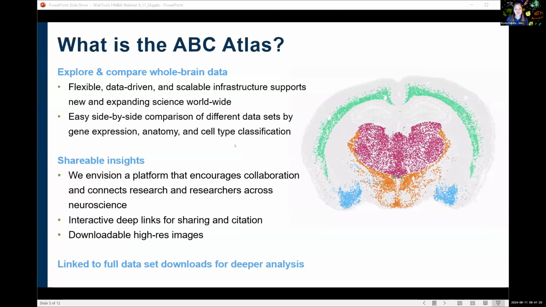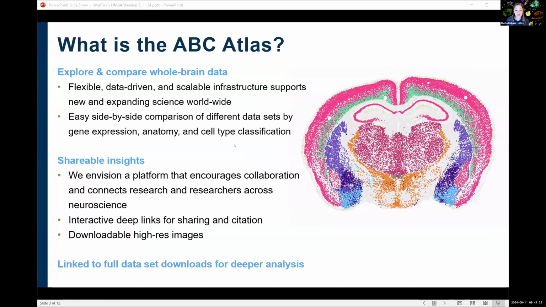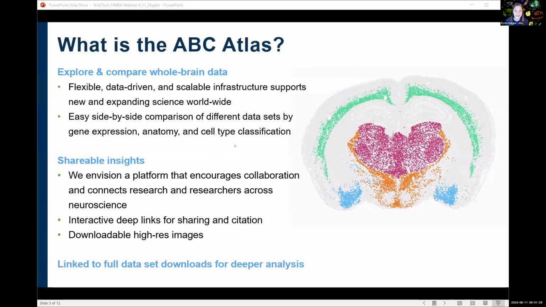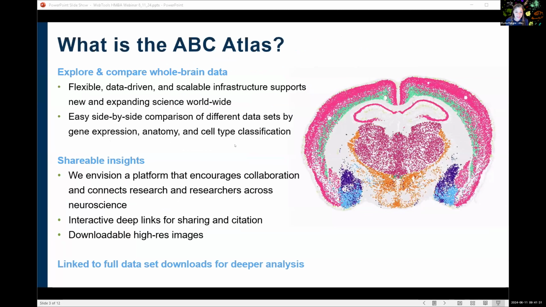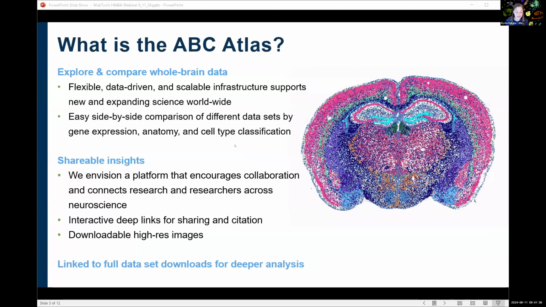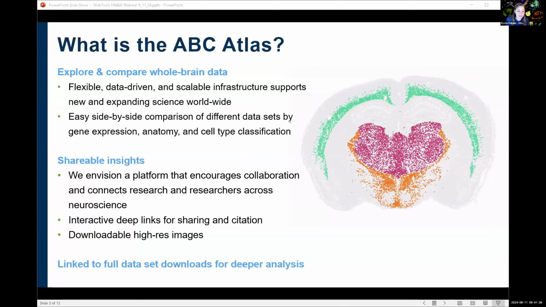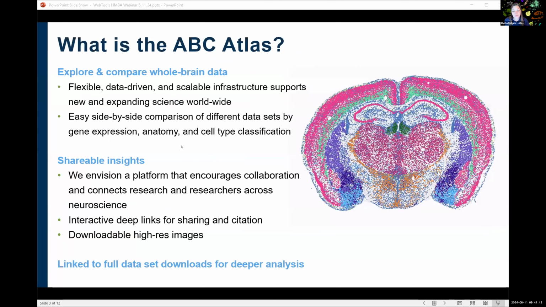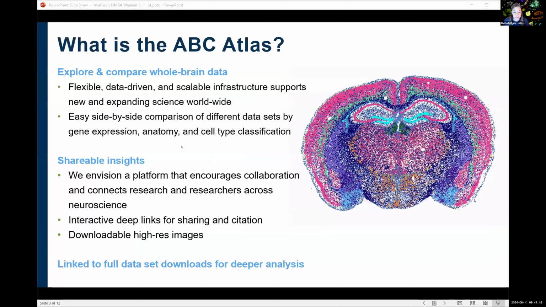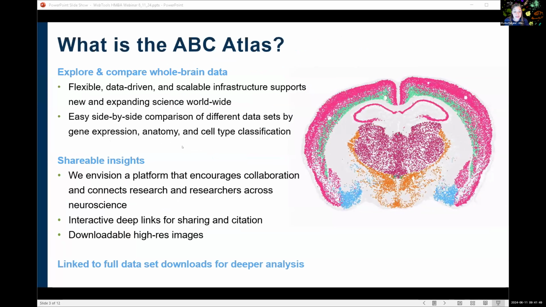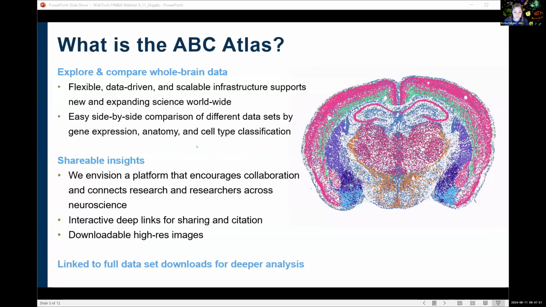I'm going to talk today specifically about the ABC Atlas because it is where you can go to interact with all of the data that you heard discussed today. You'll see the Siletti data there at the ABC Atlas. You can filter and color by all of the various classes, subclasses that were described, as well as human data and as well as several whole mouse brain data sets and the CAD Alzheimer's disease data.